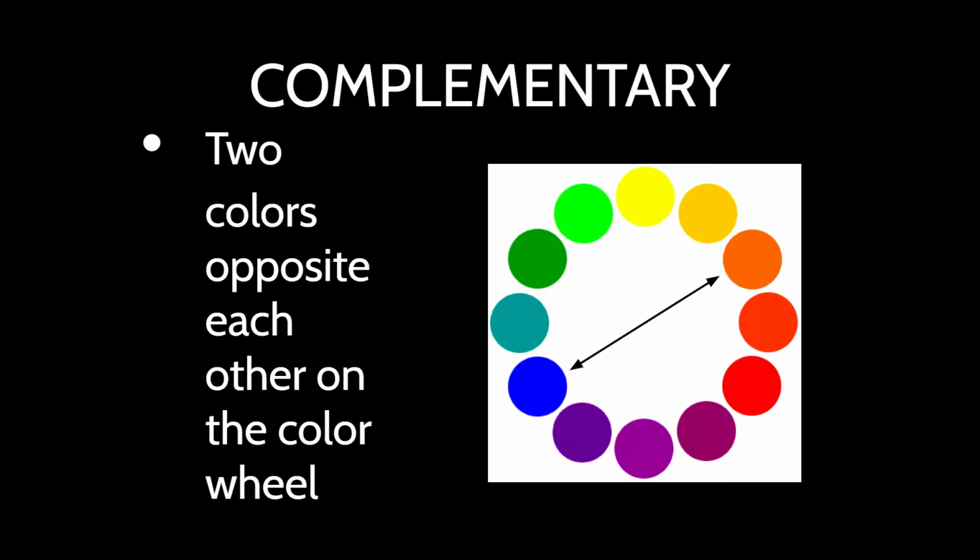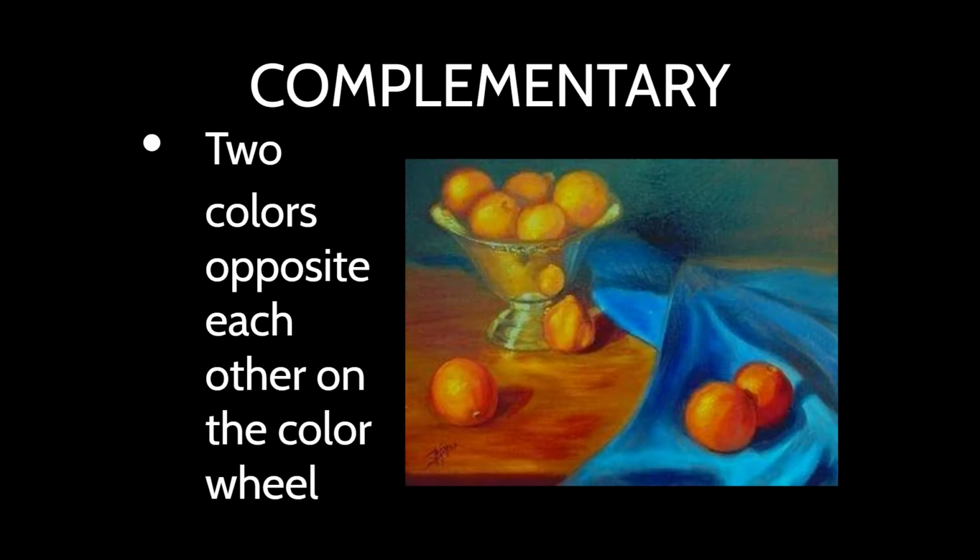Now, complementary colors. There are two colors that are opposite from each other on the color wheel. The example here is blue and orange. Nothing's more classic than blue and orange. You can see it in this painting of oranges and this blue silk fabric that's thrown on the table. You're also going to see complementary colors a lot in your everyday life.